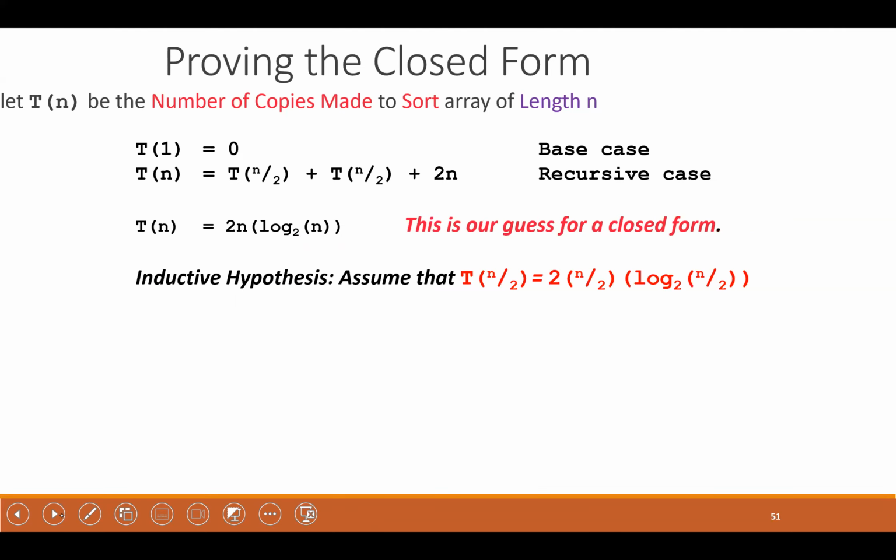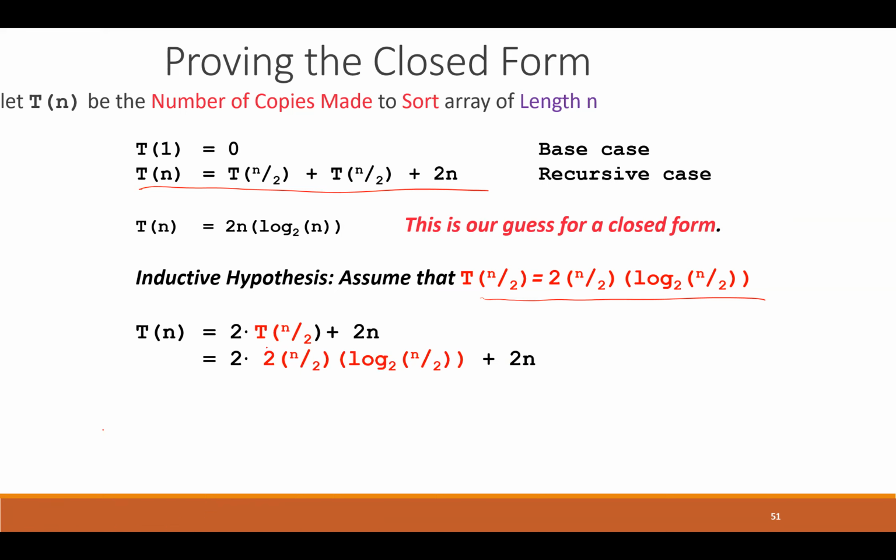Okay, so the base case holds. The inductive hypothesis is that this is true. So now I'm going to start with this and plug in my inductive hypothesis. I'm substituting in for T of n over 2 this closed form, and then I'm going to do a little algebra, and hopefully everything will work out.